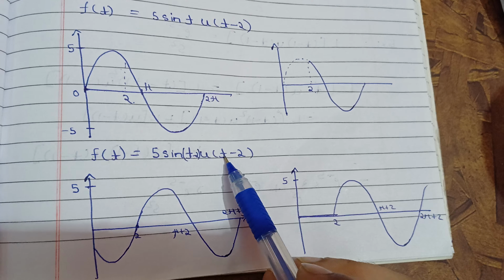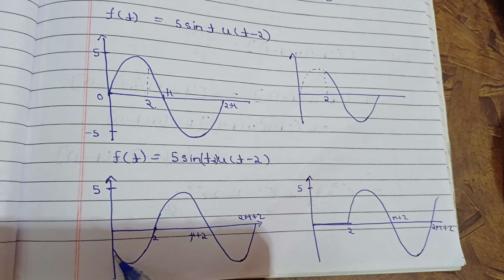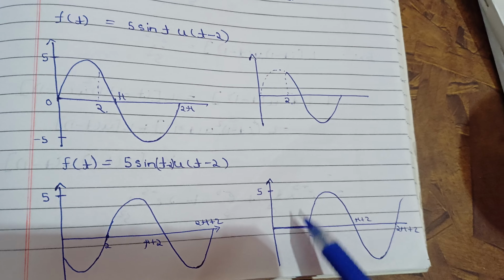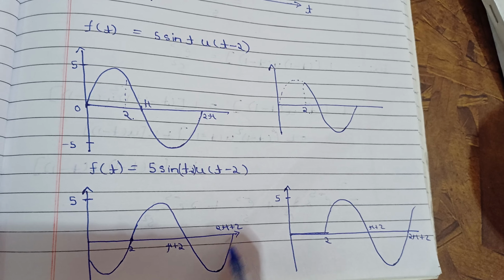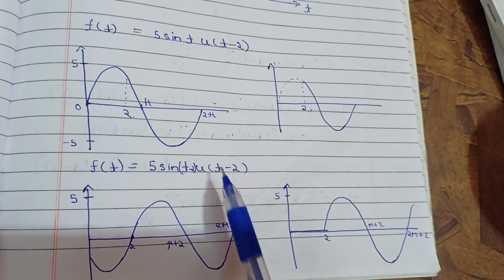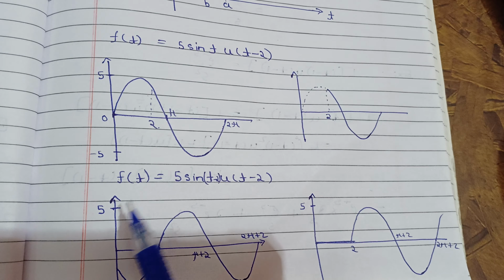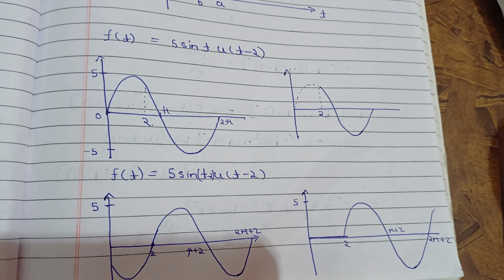Again for t less than 2, that will be 0. So this won't be there for this function, only the curve will start from here. This will be your resultant curve for this function. This is pi plus 2, 2 pi plus 2, and 2. That's how you will define this curve. I hope you now understand how we can represent the unit step function and different functions related to it.